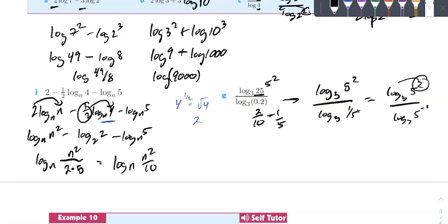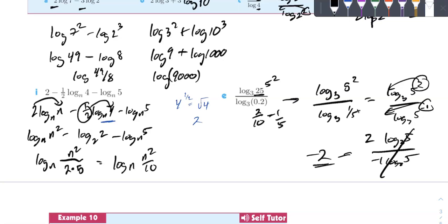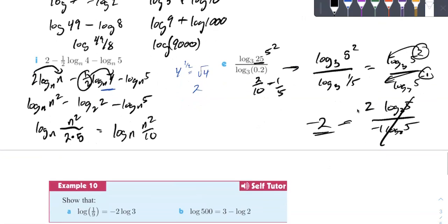Then we can move these powers to the front. We get 2 log 3 of 5 over negative 1 log 3 of 5. These cancel, and you just get negative 2. Okay, let's move on.